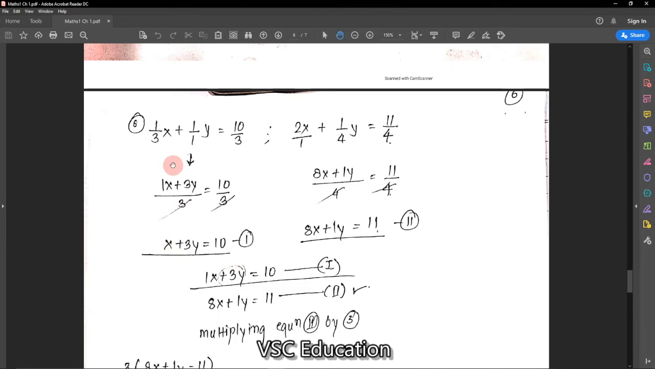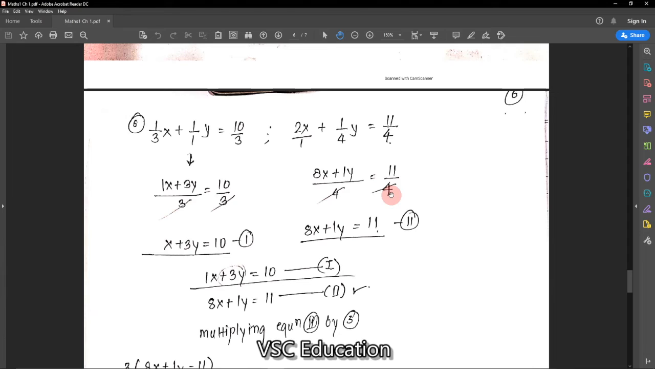Okay. So what is cross multiplication? 1 ones are 1, that is 1x. Okay. 3 into 1, that is 3y. And 3 into 1, that is 3, is equal to 10 upon 3. Understood? Same thing here also. 4 2s are 8, because 4 ones are 1 LCM. 4 2s are 8. Cross multiplication, 1 ones are 1, that is 1y, and 4 ones are 4, is equal to 11 upon 4.